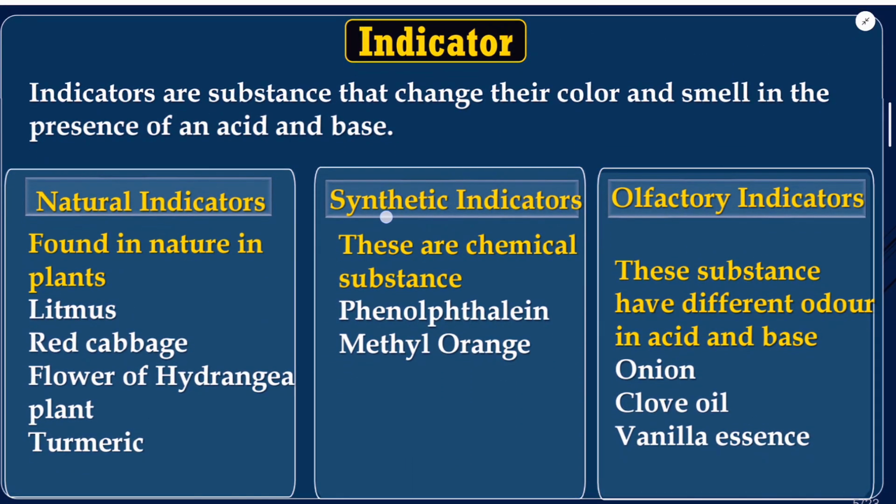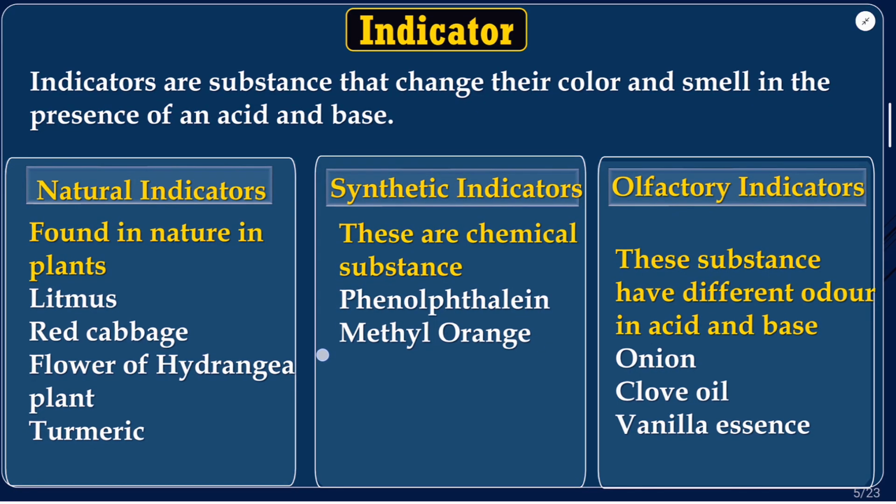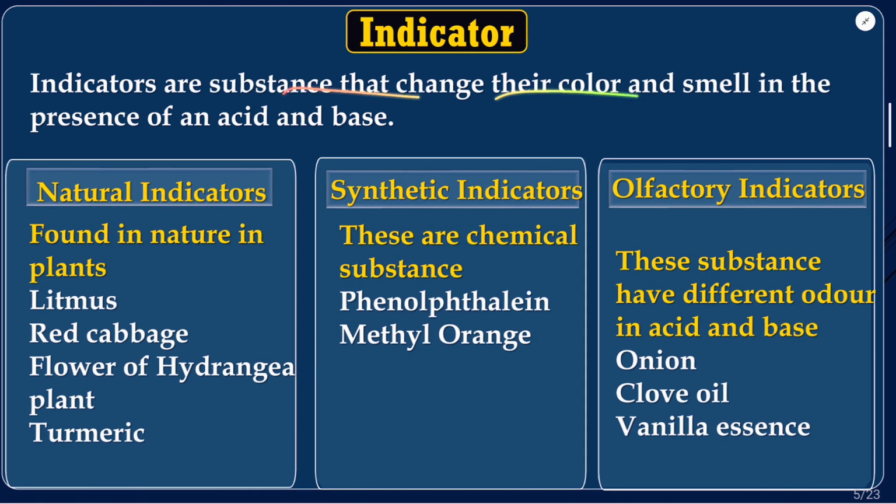Next, indicators. Indicators are substances that change their color or smell in the presence of acids and bases. That means indicators are those substances that change their color or smell when they come in contact with acids and bases. Indicators are mainly of three types: natural indicators, synthetic indicators and olfactory indicators.